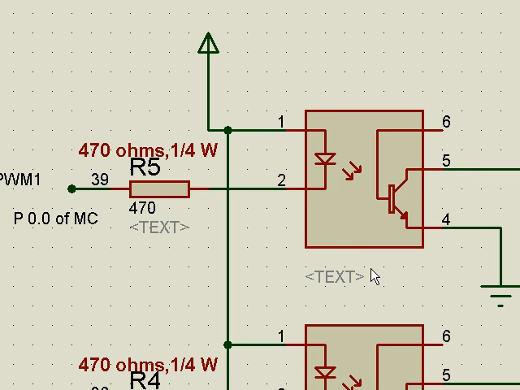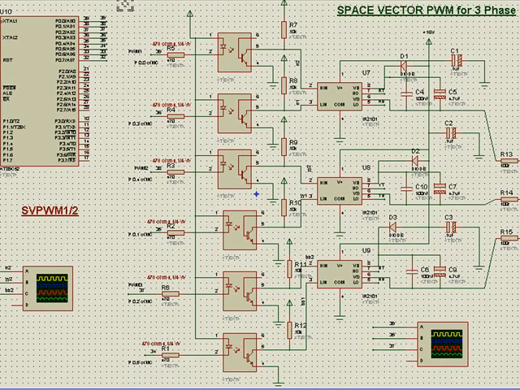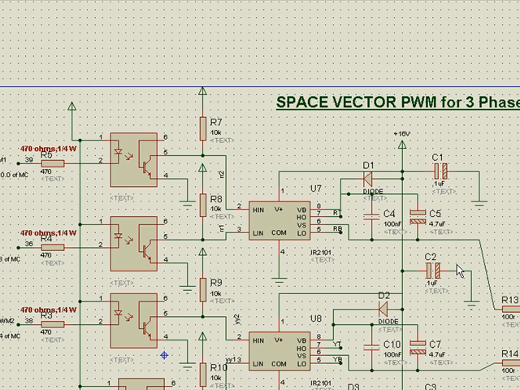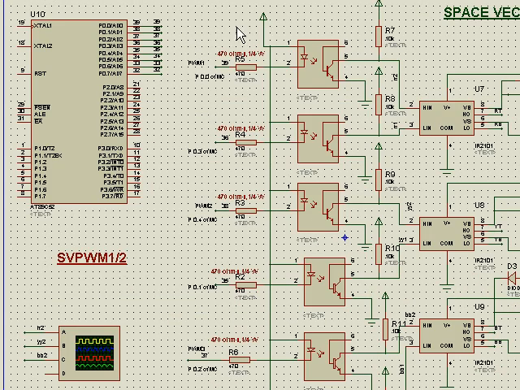One section, we can see one section. That one section is, let's say for example, this opto-isolator and this section. Right, sorry. Let's see this.